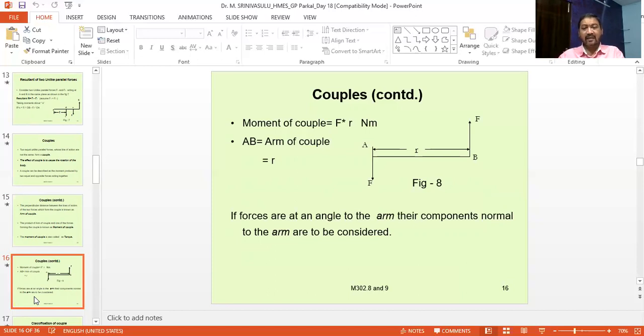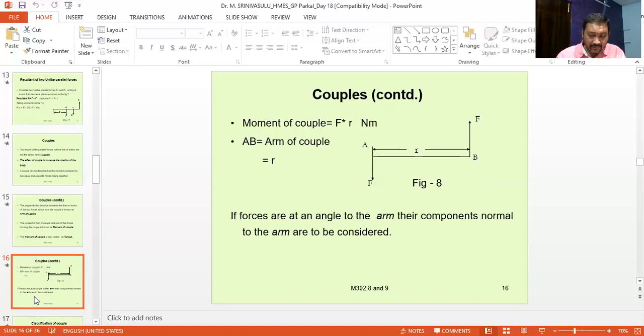If the forces act at an angle to the arm, then their components normal to the arm are to be considered. In this case the force F is acting vertically upward and downward, that is, at an angle of 90 degrees to the axis of the body. Sometimes the force will also act at some angle with the axis of the body.